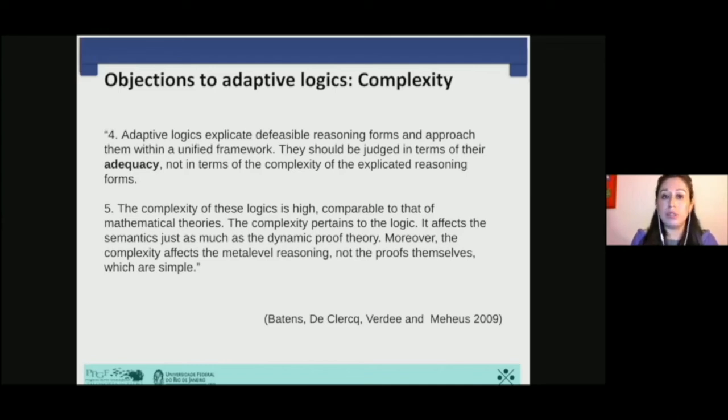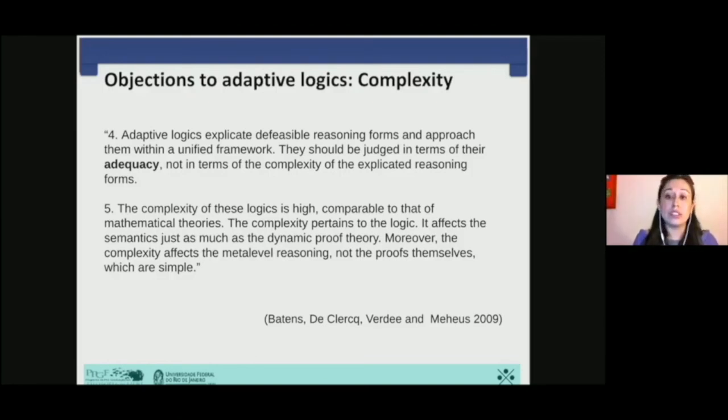The basic response that adaptive logicians have provided, and I am quoting now a paper by Batens, Christophe de Klerk, Peter Verde, and J. Meheus, is that complexity is an issue that concerns logicians. So, adaptive logics are going to be complex because the phenomenon, the type of reasoning, non-monotonic and feasible reasoning, is complex in itself. So it shouldn't come as a surprise that the mathematical apparatus is going to be complex.